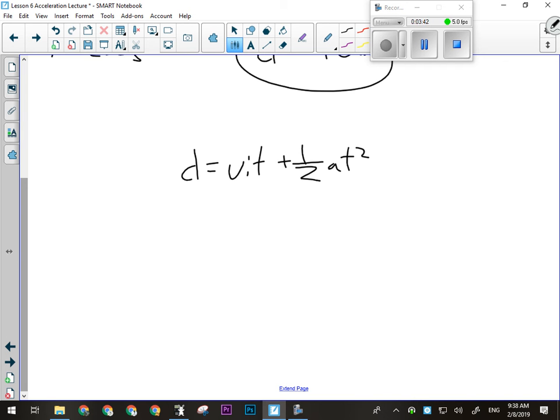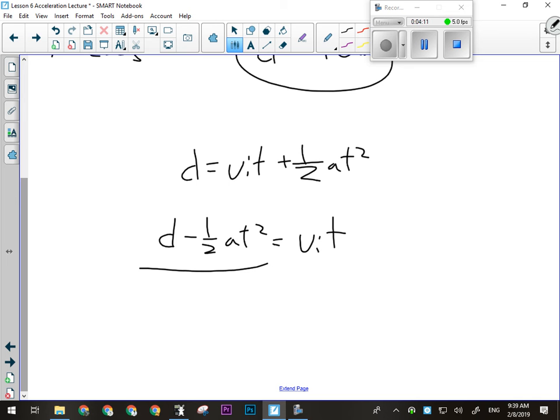Okay, let's say I need to solve for VI. What should I move first if I want to solve for VI? Pardon me? The stuff that's not attached to it. So like this entire term, can I move it all at once? By subtracting it over to the other side. All right, so I'm going to have D minus 1/2 AT squared equals VI times T. All right, I want VI by itself. What do I do with T?